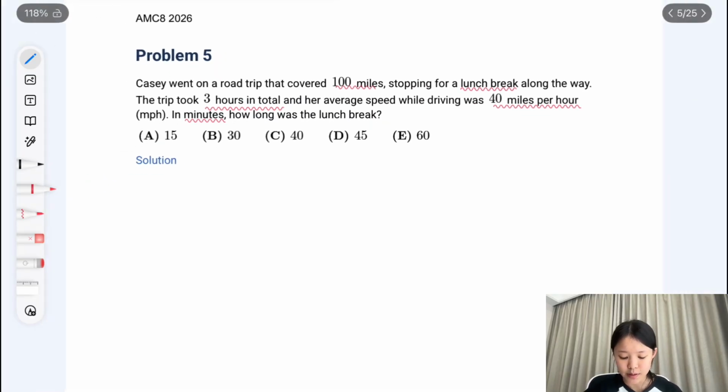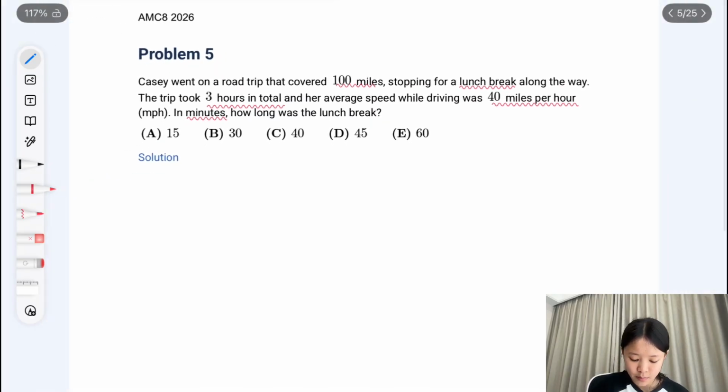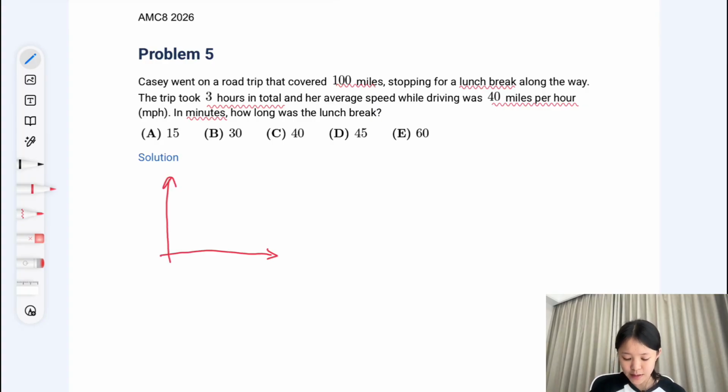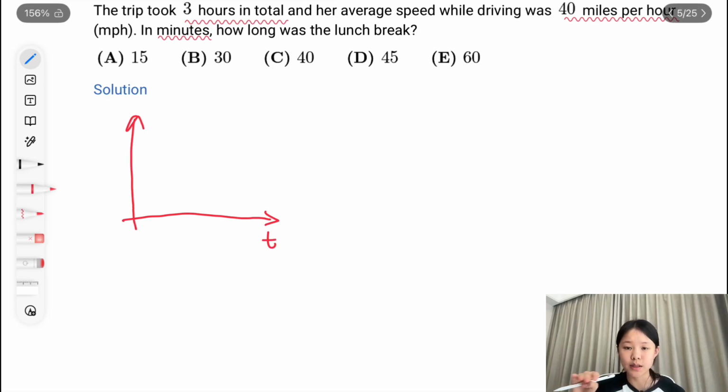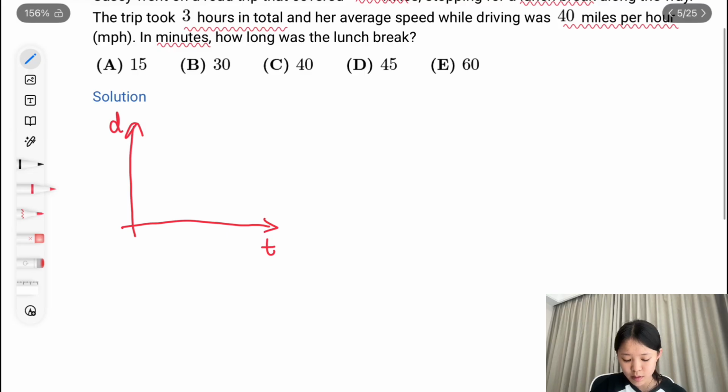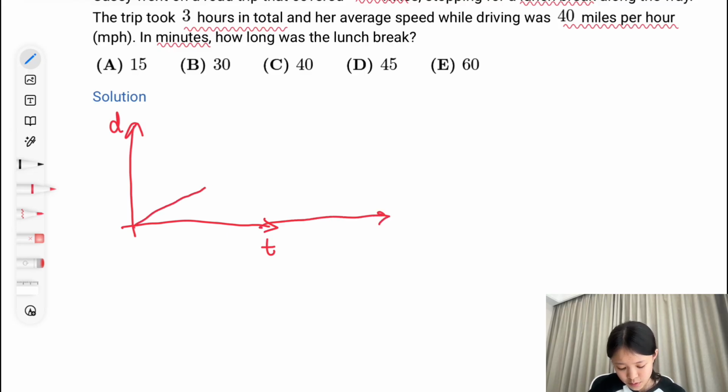So if we drew this as a graph, which is not necessary in the competition, but for the sake of this, we'll draw it as a graph. On the bottom, the x-axis is time, and the y-axis is distance, right? So essentially she would be moving at an equal speed, and then she would come here to her lunch break, and she would just stop and not move for a certain period of time. What time, we don't know, right?